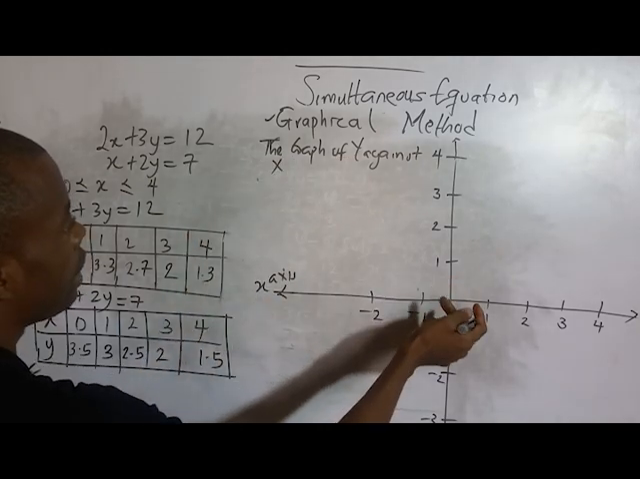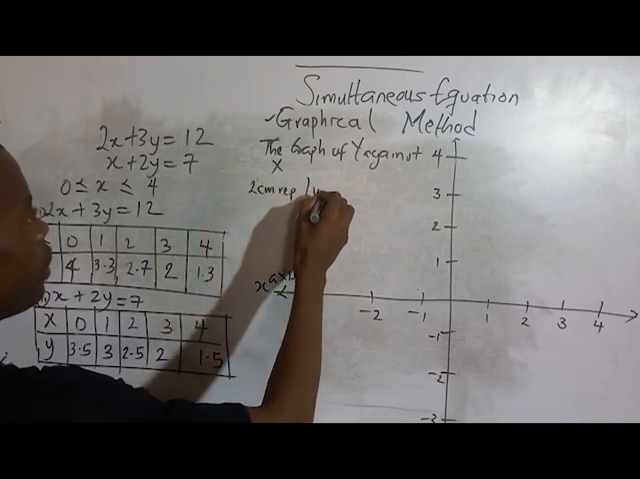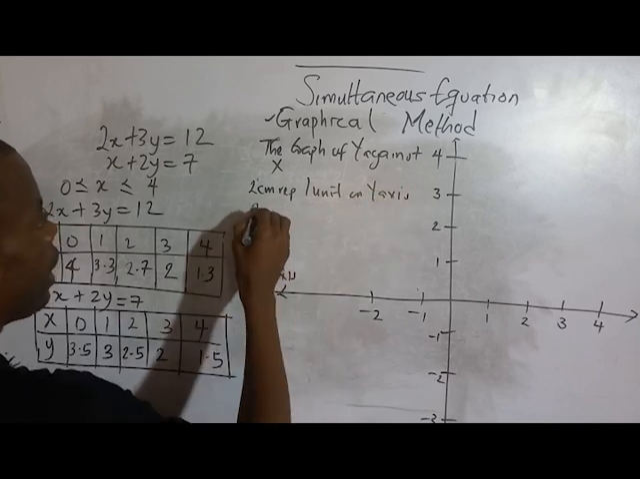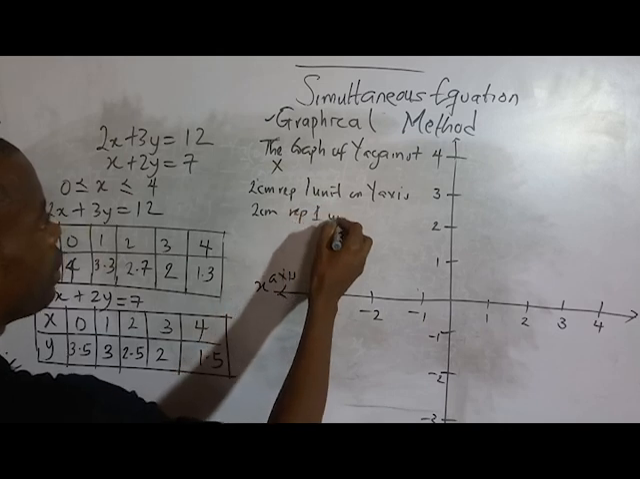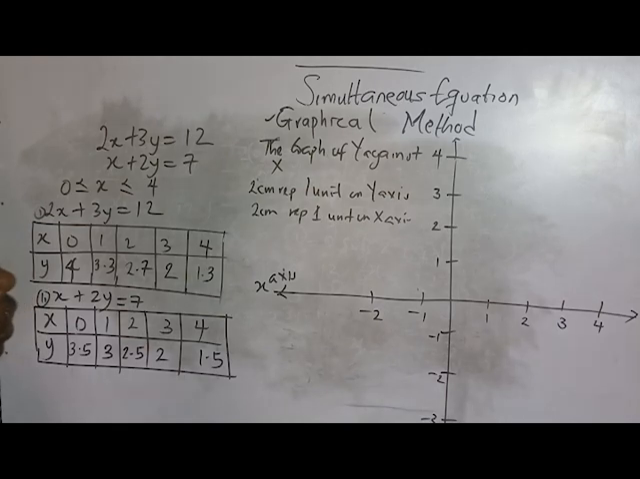So you can give us your scale. Let's say, for instance, 2 centimeters represents 1 unit on the y-axis, and at the same time, 2 centimeters represents 1 unit on the x-axis. So now we go to our plotting.